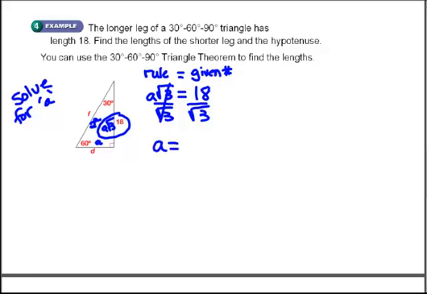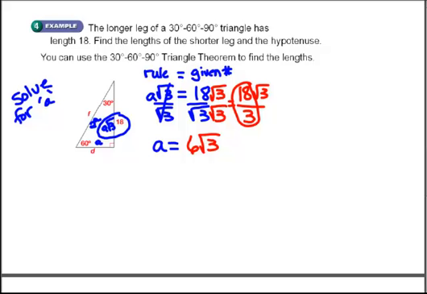A equals. I'm not allowed to have a radical in the bottom of a fraction. So I'm going to multiply top and bottom to get rid of it. 18 square roots of 3 on top, 3 in the bottom. This can be simplified. 18 divided by 3 is 6, with a radical 3 next to it. I now know what my A is. Now all I have to do is finish the problem.